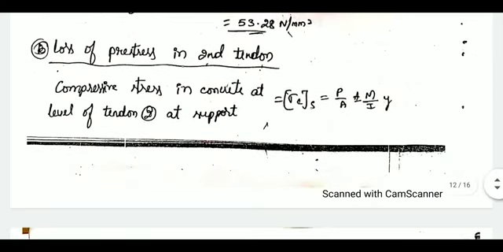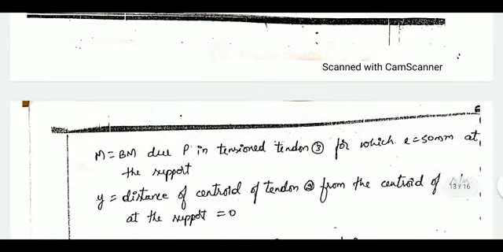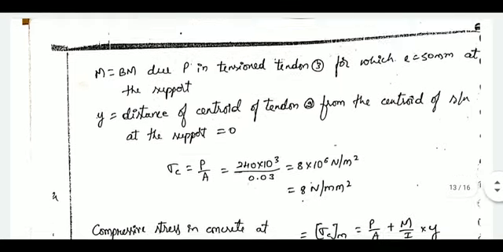So sigma C average, then modular ratio into sigma C. Then the loss of prestress in the second tendon, same way, again it is also a parabolic tendon, but here you should remember the eccentricity at support for the third tendon is 50 mm, but the eccentricity for the second cable at support is 0. It is coinciding with the centroidal axis.